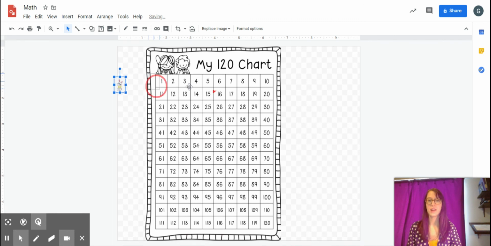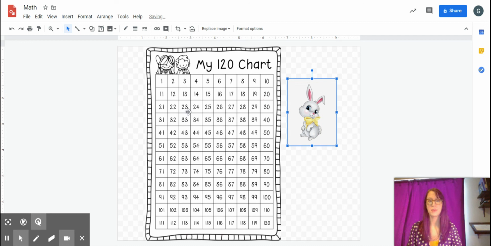So this chart we can use to help us with skip counting forwards and backward. So when we go forward, we are adding numbers. When we go backward, we are subtracting. This week, we are going to do a lot of things with the 100 chart and the 120 chart.